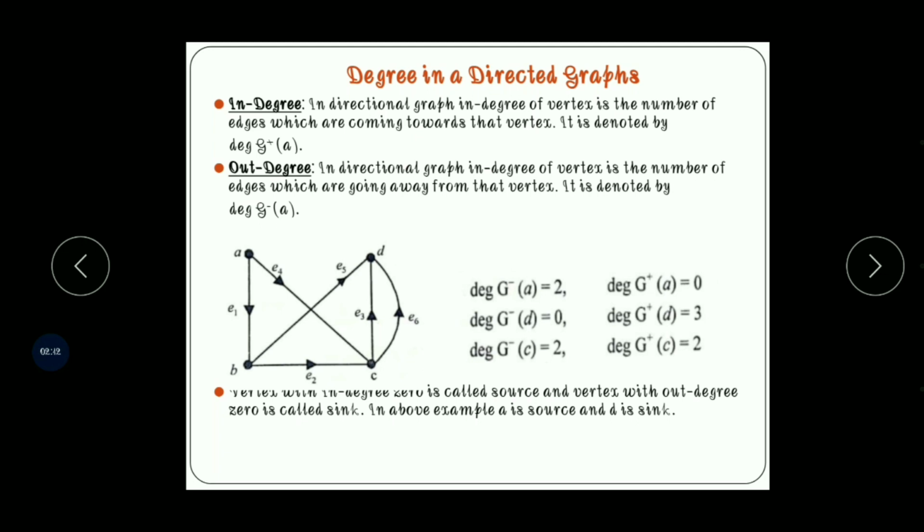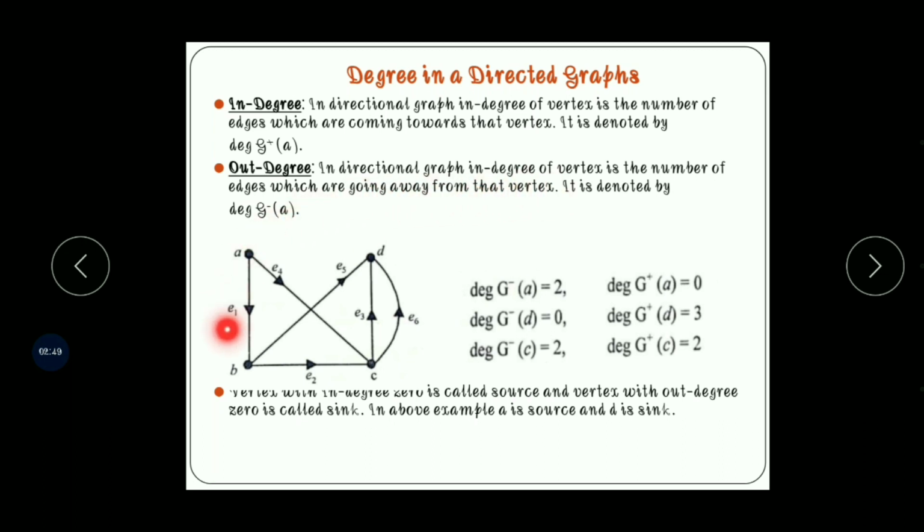Now let's see what the degree is in a directed graph. In a directed graph we have in-degree and out-degree. In-degree means the number of edges which are coming towards one particular vertex. If we have a graph, we take one vertex and see the number of edges coming towards that vertex; that becomes its in-degree. The number of edges going away from that vertex becomes its out-degree.